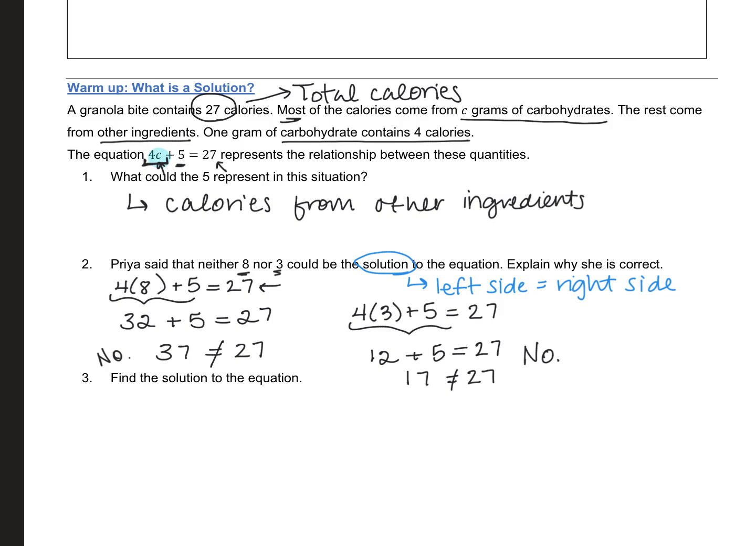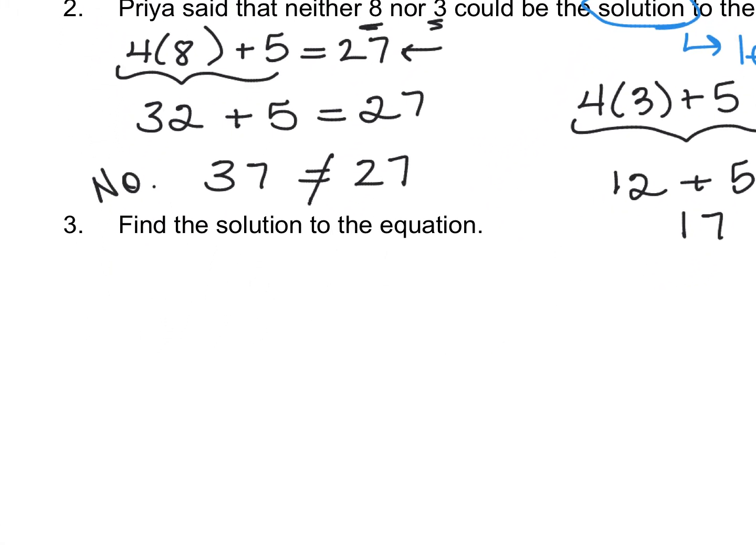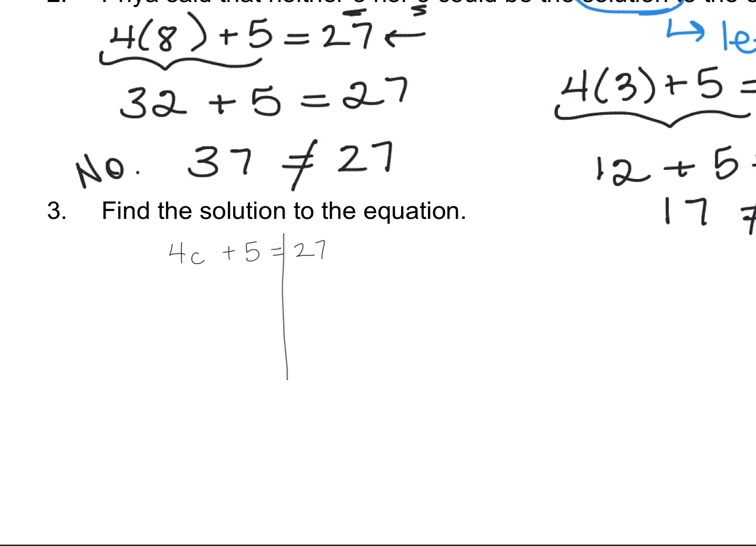Okay? And then for number 3, we're just going to find the solution. So we're just solving. So we have 4C plus 5 equals 27. You can draw that line down the center if you like. And we'll subtract 5 from both sides to start. So we get 4C equals 22. Then we can divide both sides by 4. And C equals 5.5 grams.